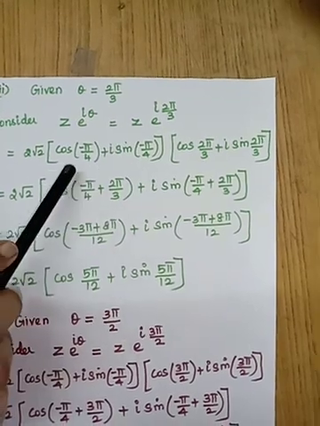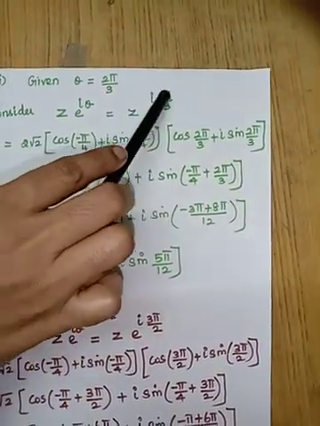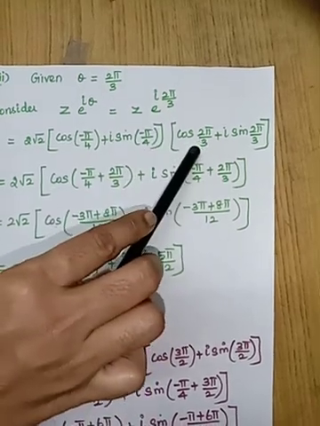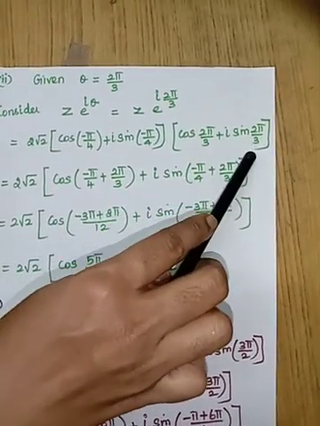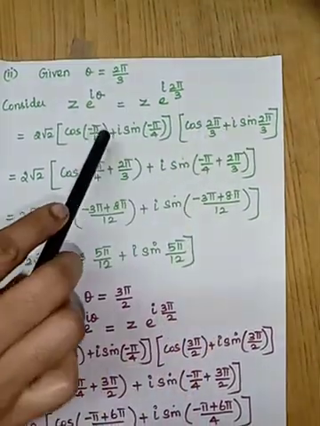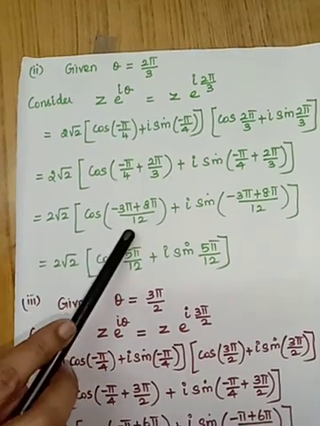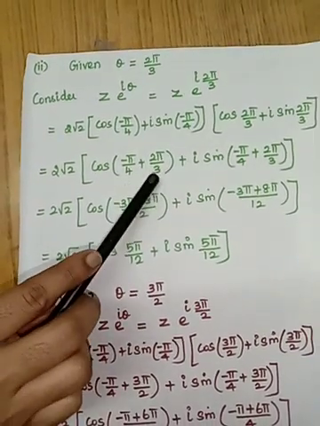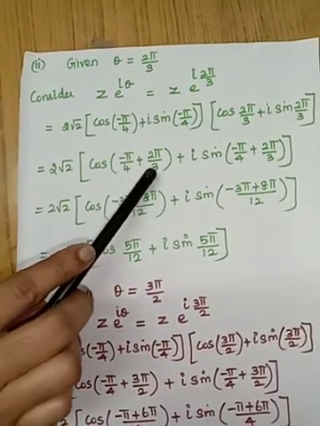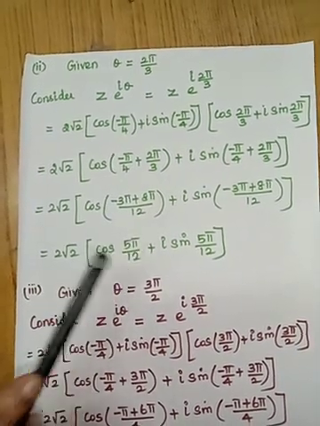This is the polar form of 2 minus 2i, and e power i 2 pi by 3 can be written as cos 2 pi by 3 plus i sin 2 pi by 3. So you have to multiply. How to multiply? You have to add the angles. So minus pi by 4 plus 2 pi by 3. If you take LCM 12, it is minus 3 pi plus 8 pi by 12. So that is equal to 5 pi by 12.